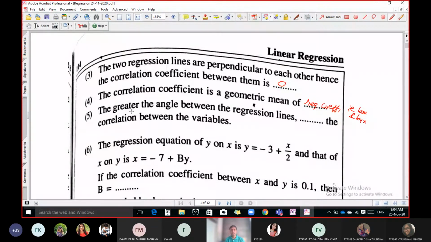Correct. The greater the angle between the regression lines, the less the correlation between the variables. What is the answer?